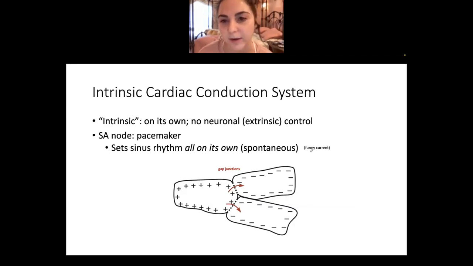Remember the funny current, the funny sodium current? It just completely happens spontaneously on its own. So let's say this example is a nodal cell, so this would be the SA node cell. It's going to depolarize, and then because of gap junctions, it's able to quickly send the signal to cardiac cells located next to it that aren't necessarily nodal cells. Maybe they are nodal cells, but usually it's to get the contractile cells. That's how it propagates the signal to the next cell, and it's because of these gap junctions that it's able to do this.